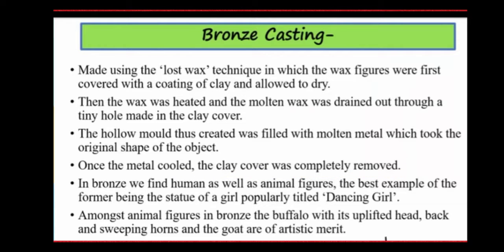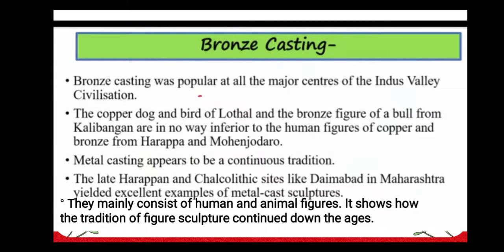In bronze, we find human as well as animal figures. The best example is the statue of a girl, popularly titled Dancing Girl. Among animal figures in bronze, the buffalo with the uplifted head, back and sweeping horns, and the goat are of artistic merit. Bronze casting was popular at all major centers of the Indus Valley civilization. The copper dog and bird of Lothal and the bronze figure of a bull from Kalibangan are in no way inferior to human figures of copper and bronze from Harappa and Mohenjo-daro.